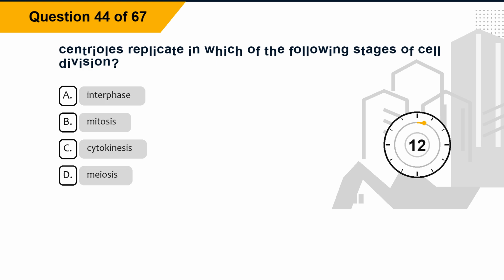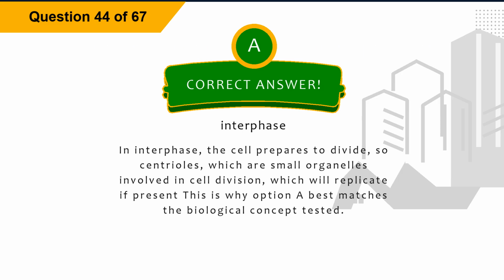Question 44. Centrioles replicate in which of the following stages of cell division? Option A, interphase. Option B, mitosis. Option C, cytokinesis. Option D, meiosis. The correct answer is option A, interphase.